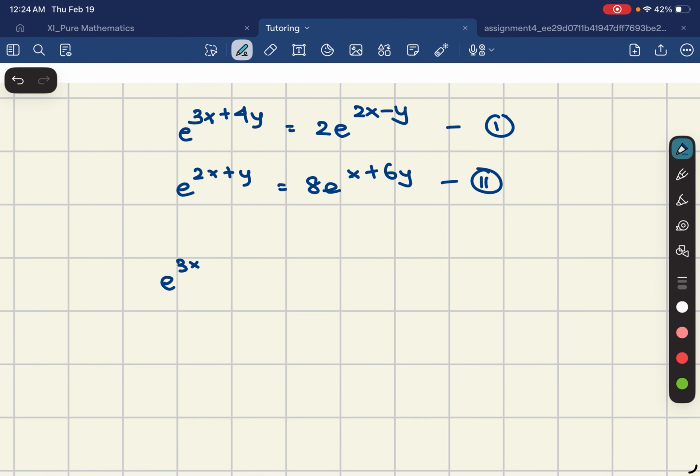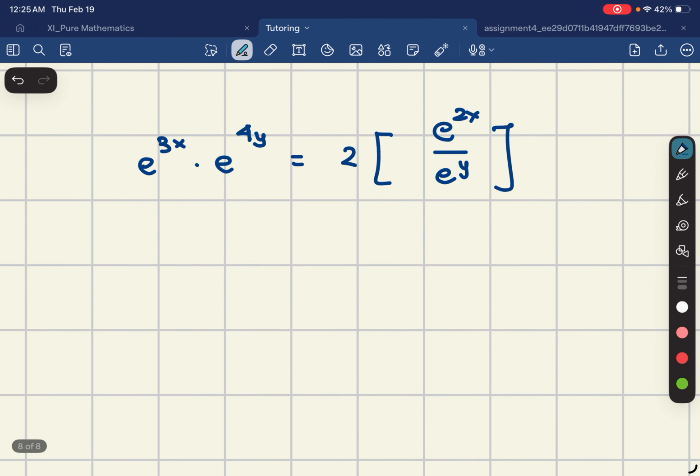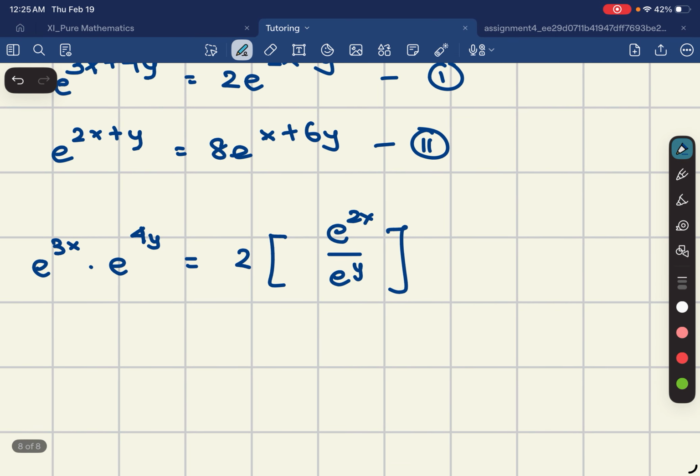I know that I can write it as e to the power 3x times e to the power 4y, because if we have the same base, when we multiply them together, we are allowed to add the exponents together. And here I have 2e to the power 2x minus y, which I can write as 2 e to the power 2x over e to the power y. And now I can multiply by e to the power y on both sides; well, let me divide by e to the power 2x on both sides.